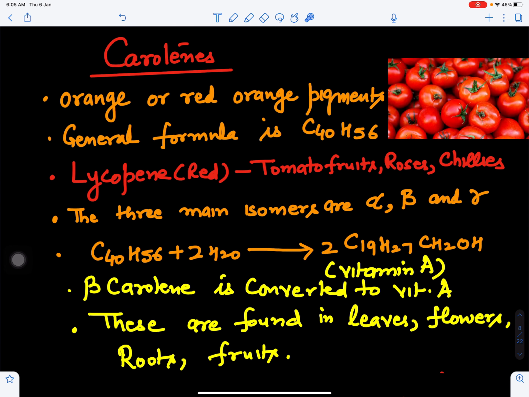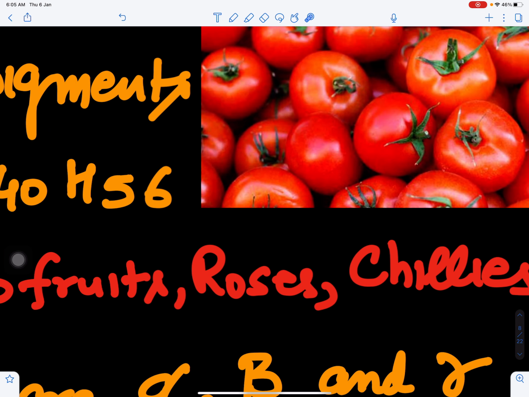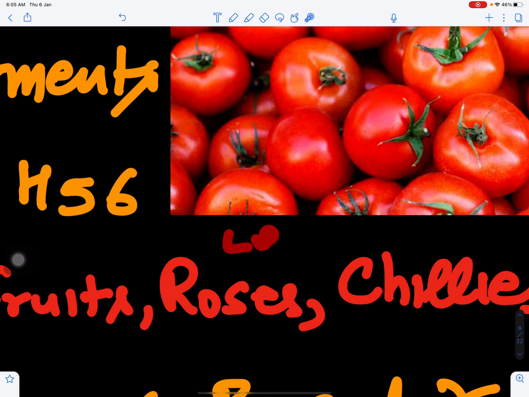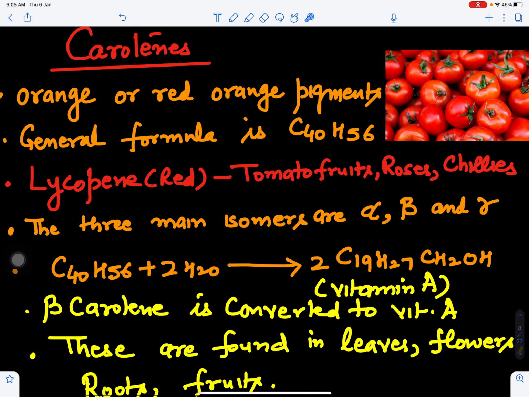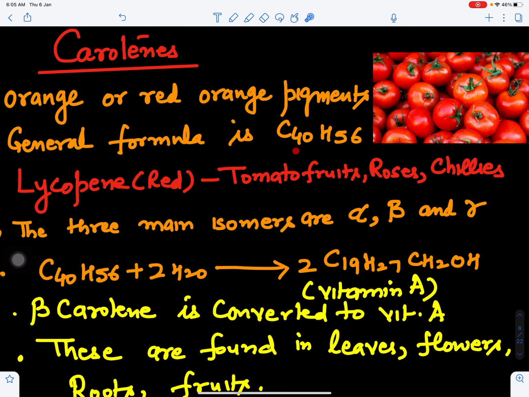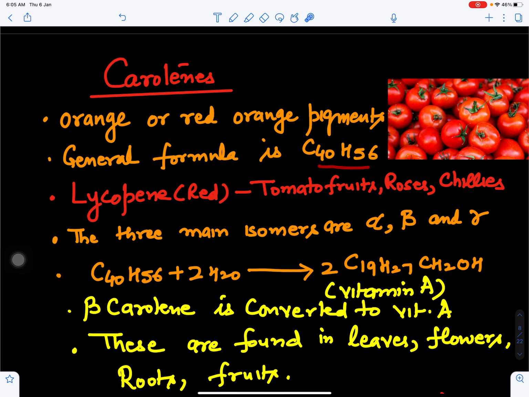Now carotenes may vary from orange, yellow to red-orange pigment. We can see here the color of tomatoes. This is due to lycopene. And what is lycopene? This is again a carotenoid. The general formula for carotenes is C40H56. What is C? C is carbon, H is hydrogen. So C40H56. These tomatoes have lycopene which gives them red color.